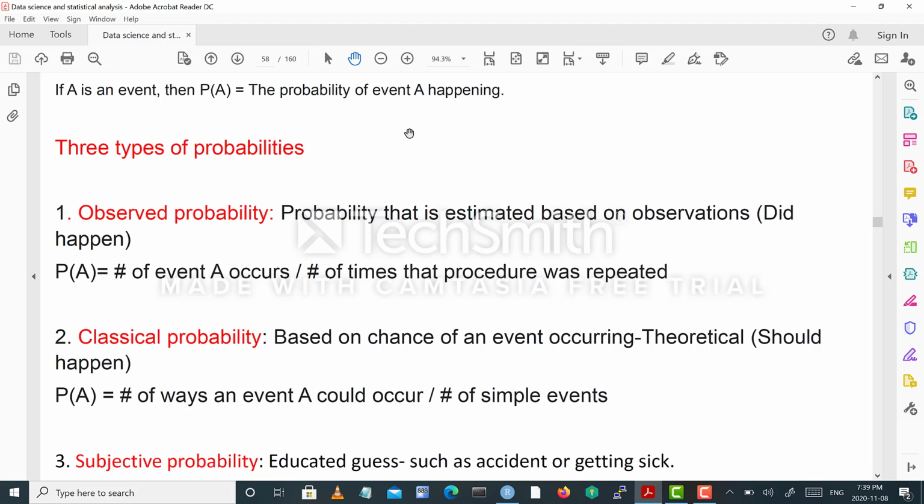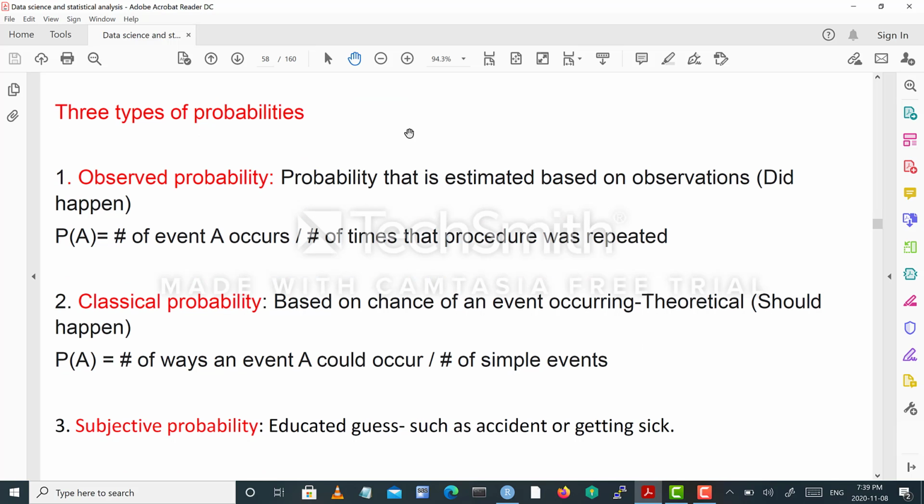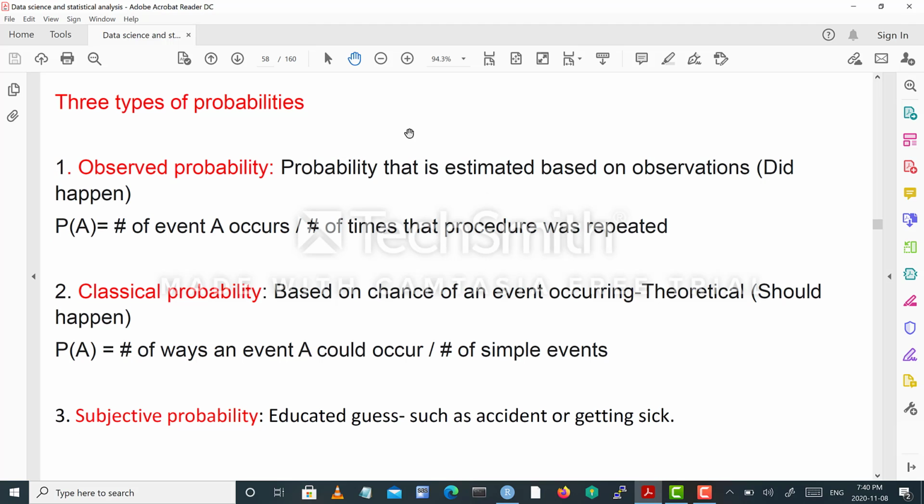So the probability is equal to the number of times the event occurs divided by the number of times the procedure was repeated, all the events. Classical probability is based on the chance of an event occurring, which is called theoretical probability. In this case, the probability of A is equal to the number of ways an event A could occur divided by the number of simple events. Subjective probability is an educated guess, such as accident or getting sick.